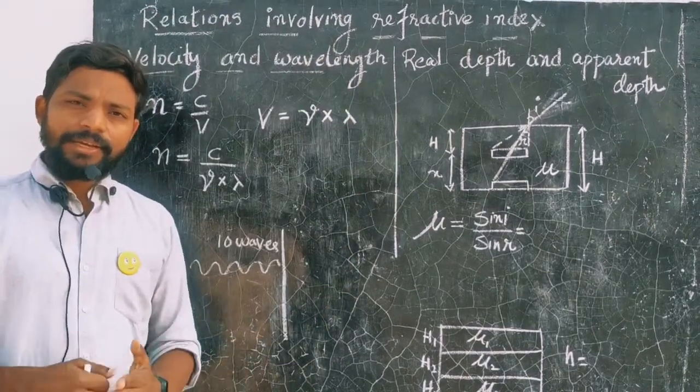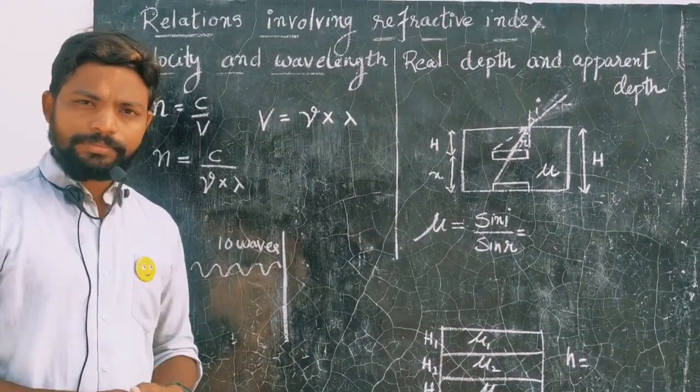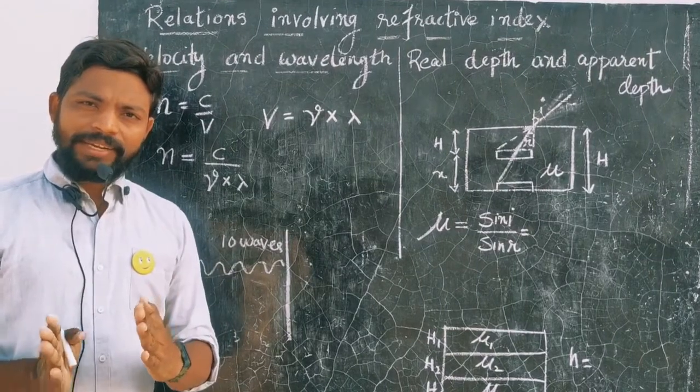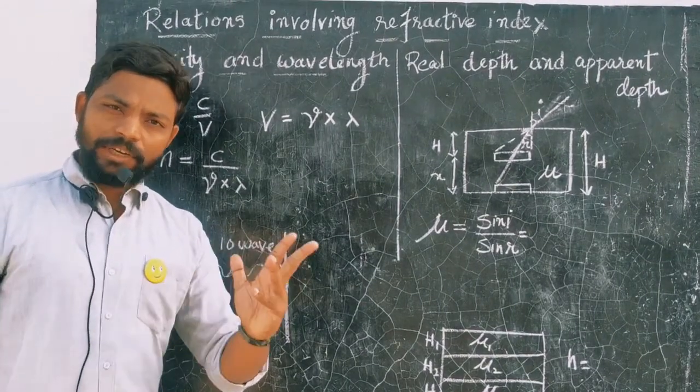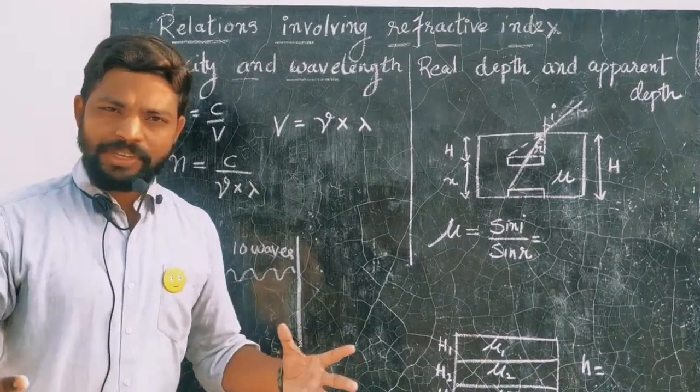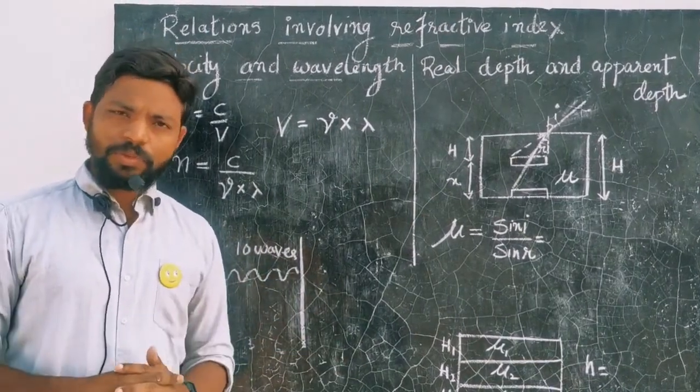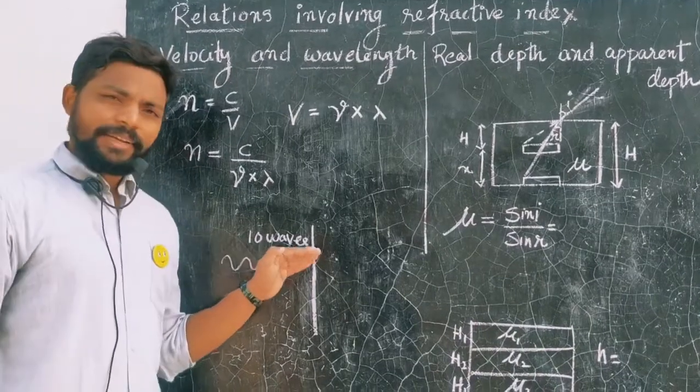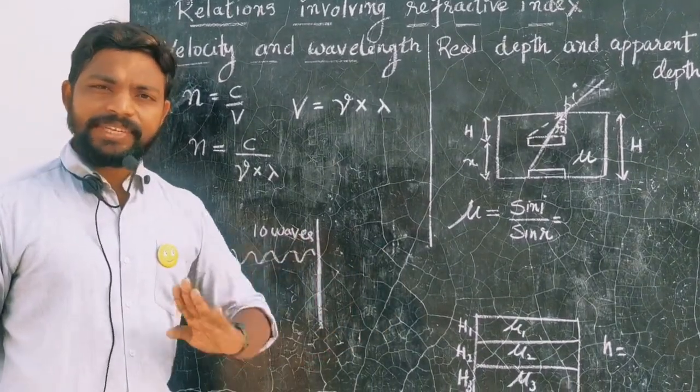Just like 10 students are passing through a door. However many enter the door, that many will leave the door. In between, at the door, they cannot disappear suddenly. The same thing happens with waves also. When 10 waves enter, 10 waves leave. That means frequency does not change.